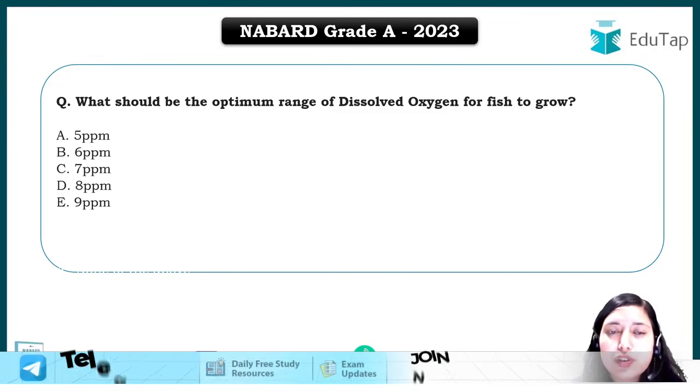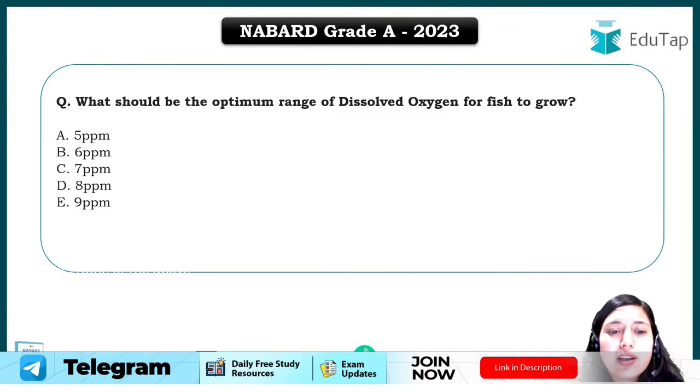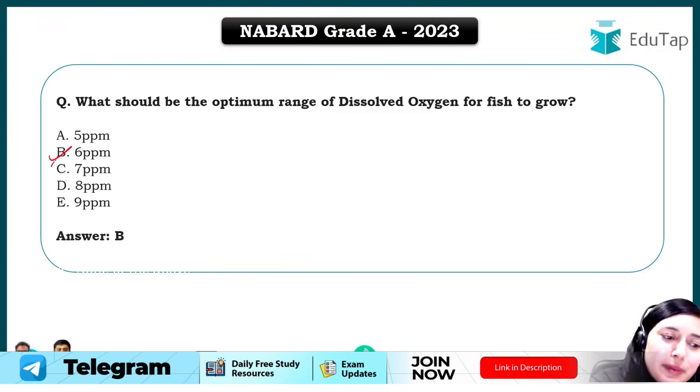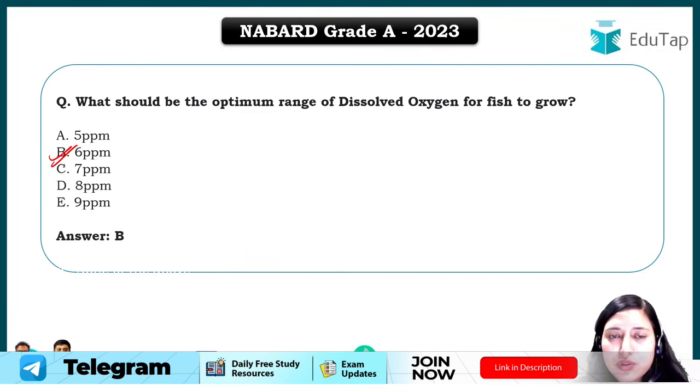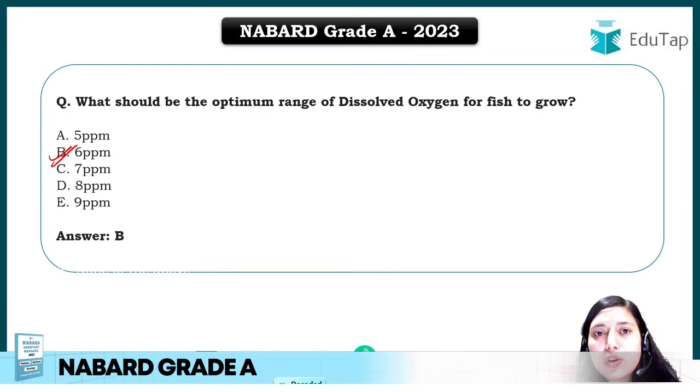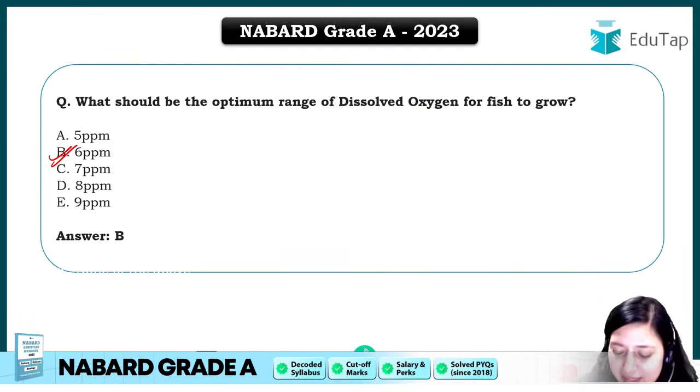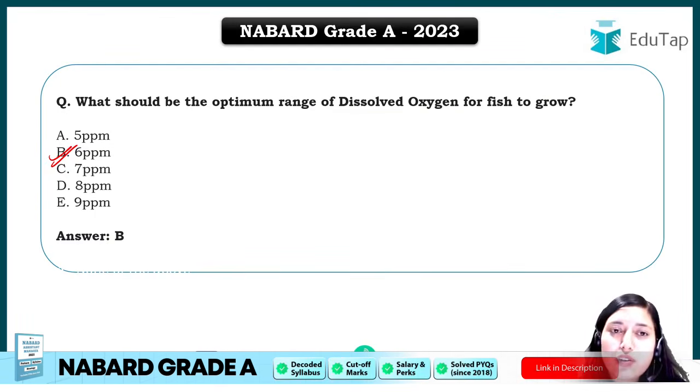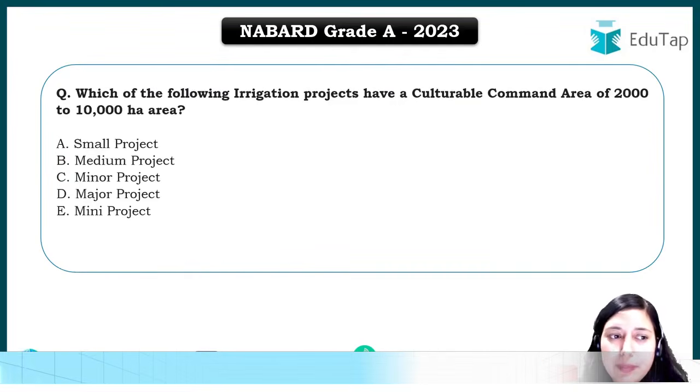Now this is a question from fisheries chapter. What should be the optimum range of dissolved oxygen for fish to grow? So the answer for this question is 6 ppm. This is a directly fact-based question. Okay, so when we study about optimum conditions to grow or cultivate fishes, there we learn what the dissolved oxygen should be. So it should be around 6 ppm.